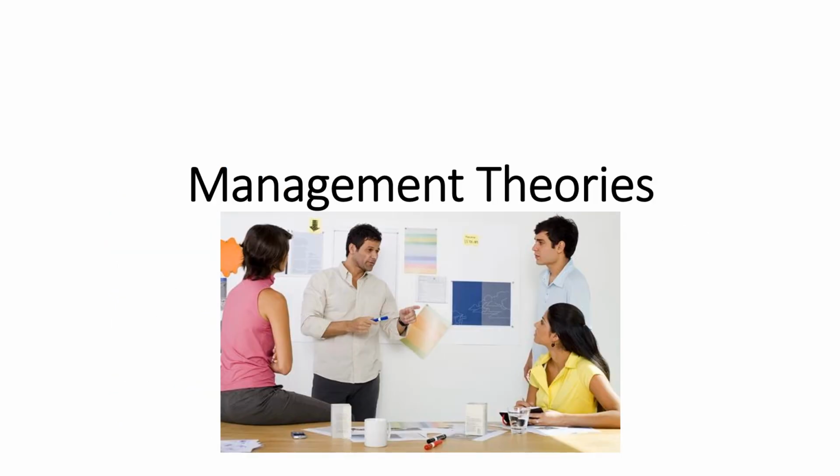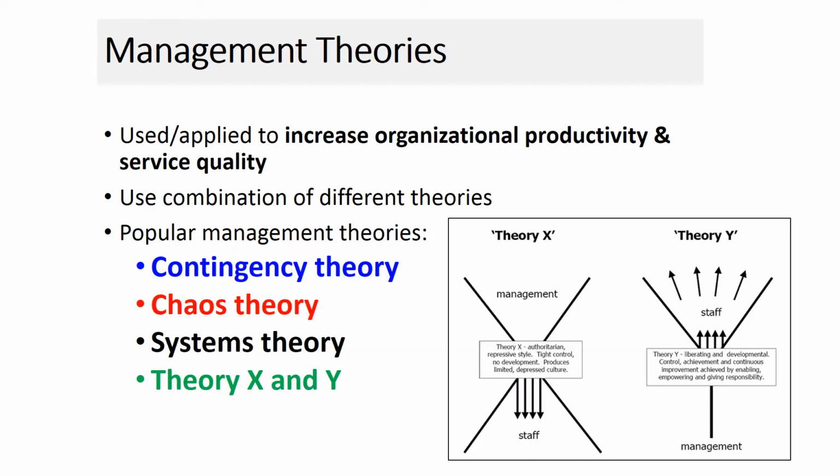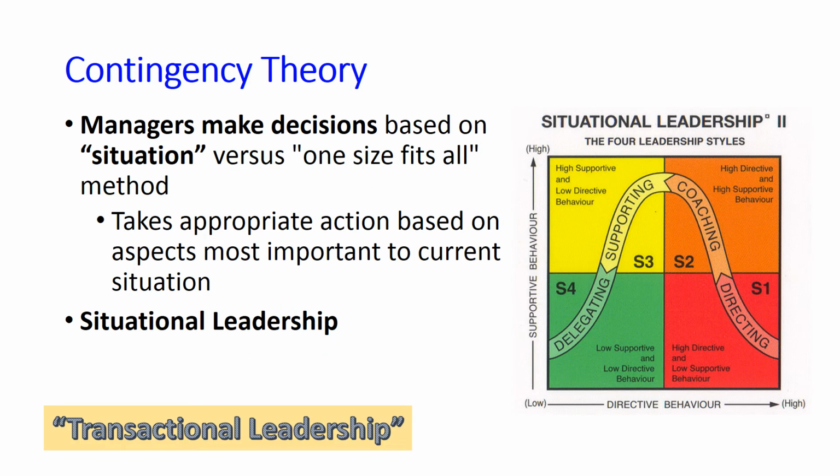So, again, we started in the 70s talking about administration. In the 80s, we started talking more about management. And now we're talking more about leadership. So, management theories are applied to increase organizational productivity and service quality. So, to really make sure the entity runs well, is efficient and effective. And so these different theories, I wanted to share with you contingency theory, chaos theory, systems theory, and theory X and theory Y. So these are some of the classic management theories.